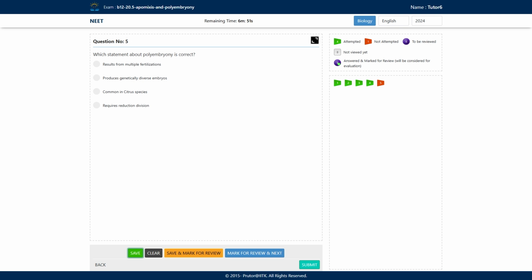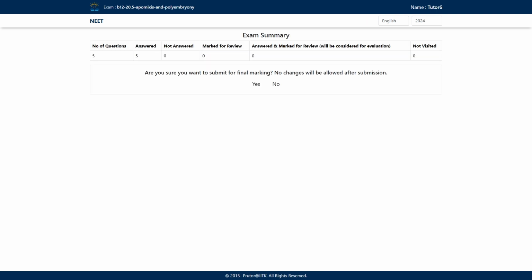Which statement about polyembryony is correct? A. Results from multiple fertilizations. B. Produces genetically diverse embryos. C. Common in citrus species and requires reduction division. Polyembryony is common in citrus species, because there was an experiment where you take an orange seed, press it, and you will see multiple embryos there. So it is very common in citrus species. We will save it and submit it and see the result.